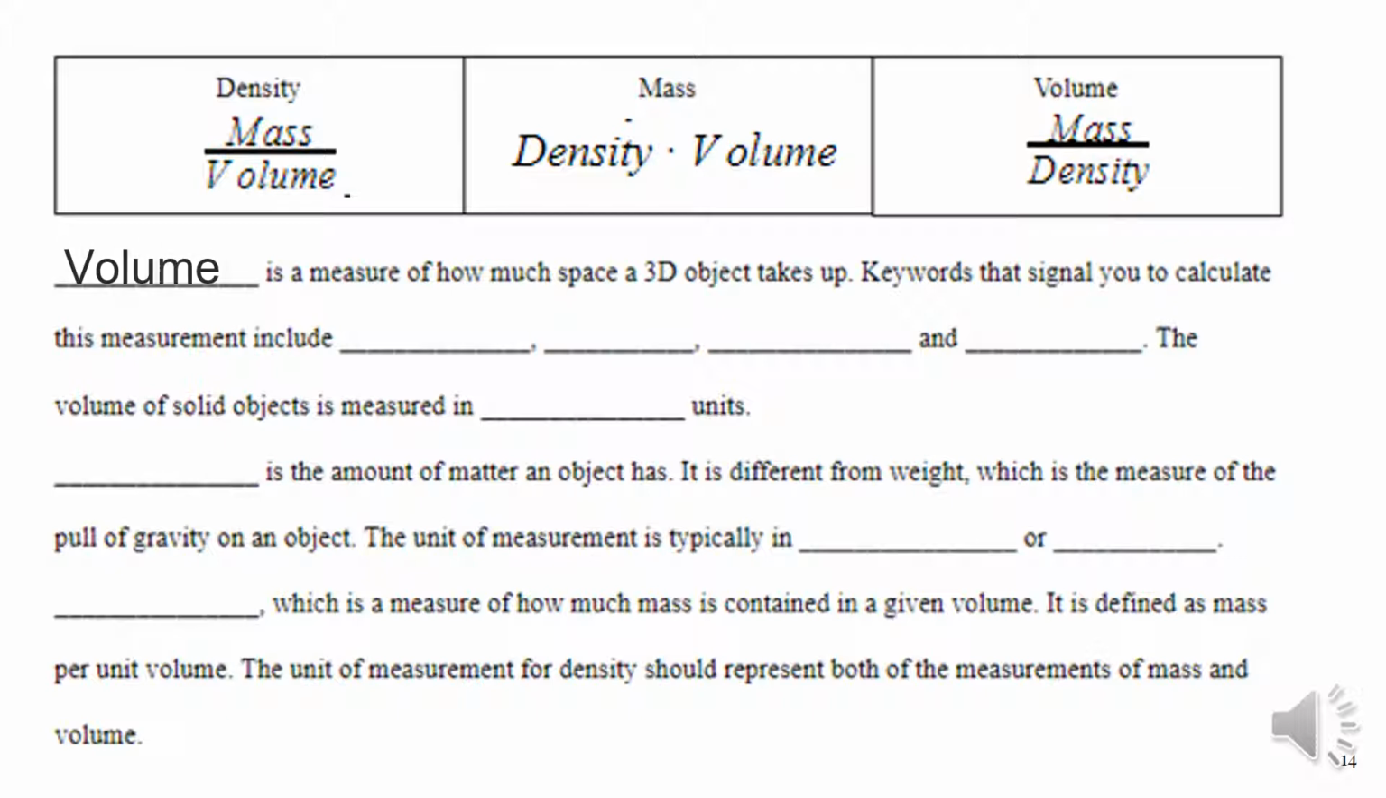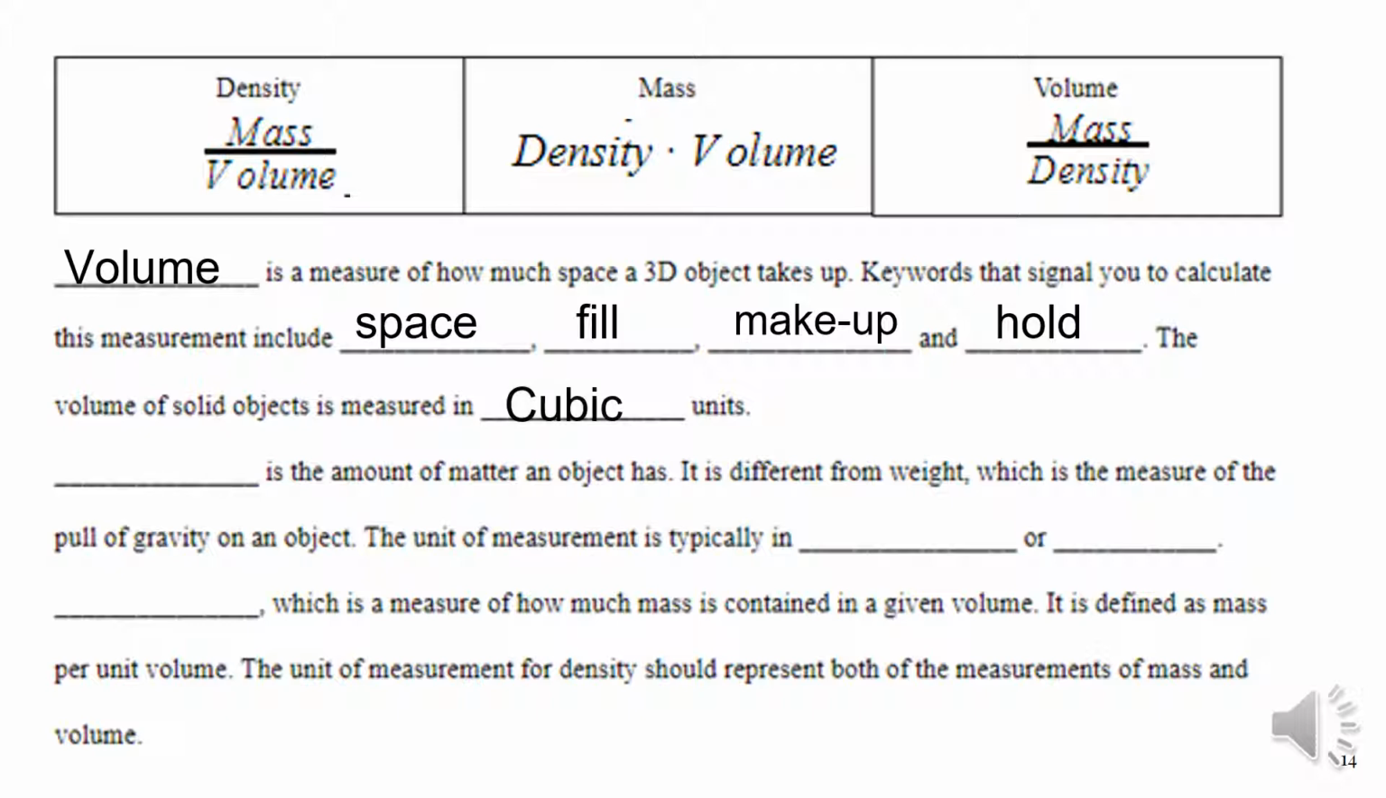Like we discussed earlier, volume is the measure of how much space an object takes up. Keywords that would signal you to calculate volume would be: how much space does this take up? How much could you fill? How much makes up? Or how much could this shape hold?